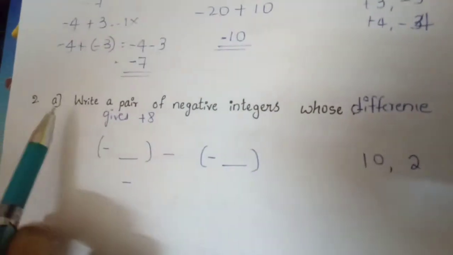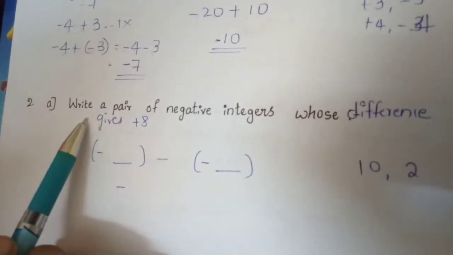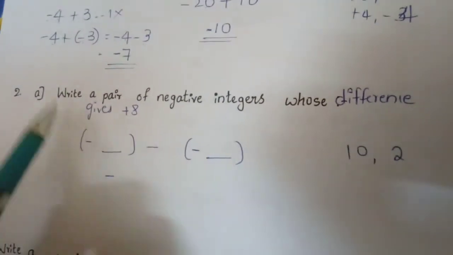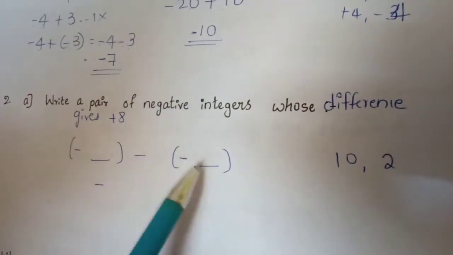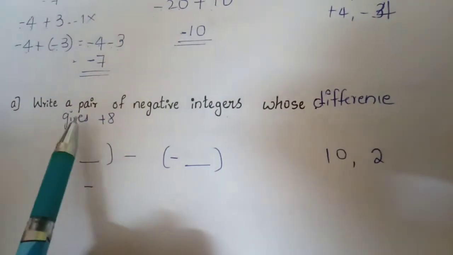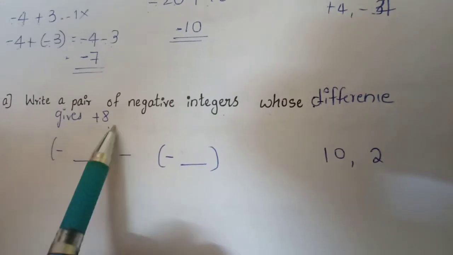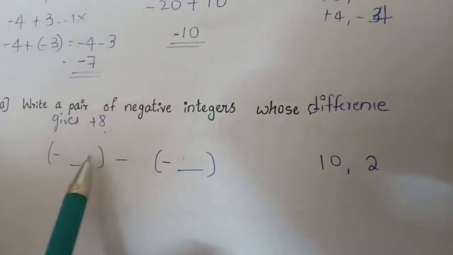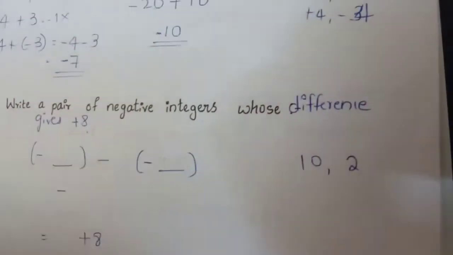Okay, let's move to the second question. Read the question properly. Pay attention in these three questions. They are very important. See, what's the first question? Write a pair. Pair is two numbers. A pair of negative integers whose difference gives plus 8. We need to get the answer as plus 8 when we subtract two negative integers.